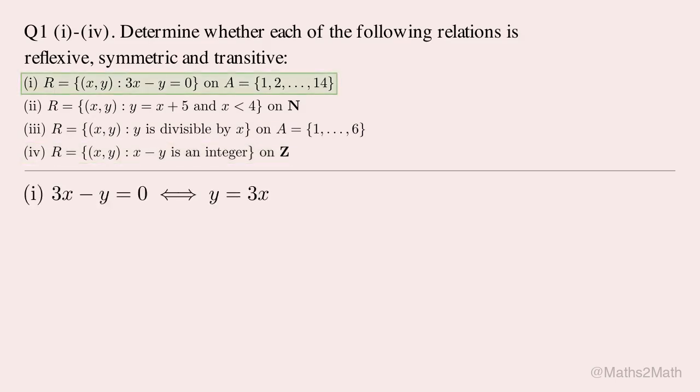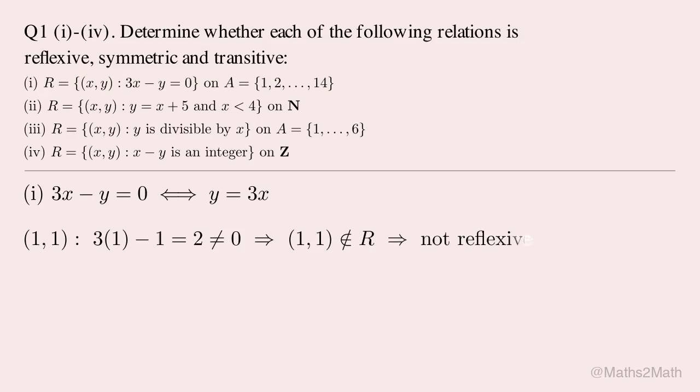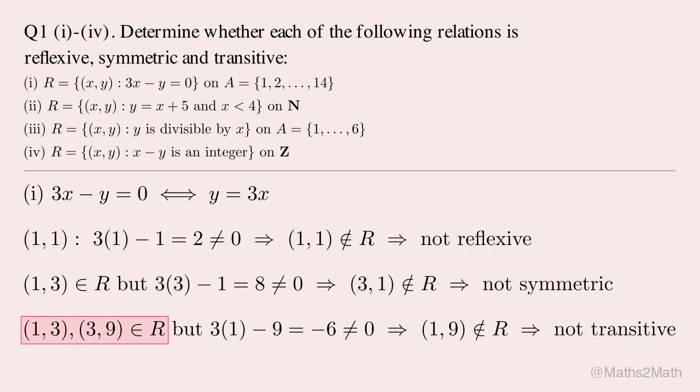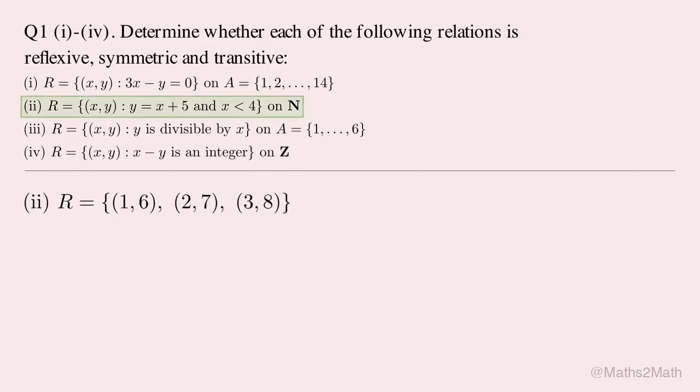Part 1. The condition 3x minus y equals 0 just says y is 3 times x. Reflexive? Test 1 with itself. 3 times 1 minus 1 is 2, not 0. Not reflexive. Symmetric? 1 relates to 3, but 3 times 3 minus 1 is 8, so 3 does not relate back. Not symmetric. Transitive? 1 relates to 3 and 3 relates to 9, but 3 times 1 minus 9 is not 0. Not transitive.